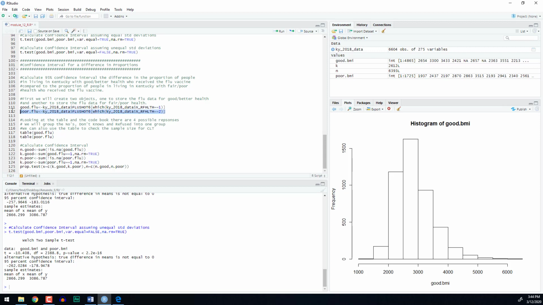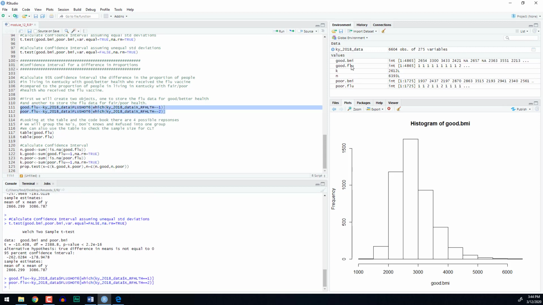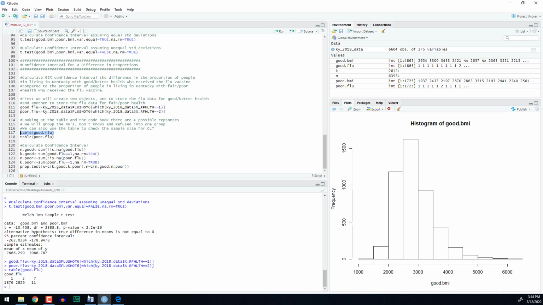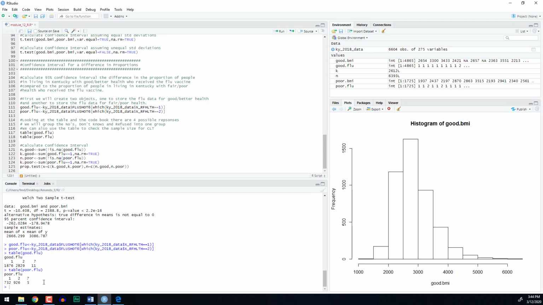And so we'll run these. And we see the good flu and the poor flu now appear over here. And what we're going to do is look at tables for each of these. So let's look at the table of the people with the good, better health. And so here is their breakdown. We see that there was 1,876 of them that replied they got the flu shot, whereas out of those with poor health, we see that 732 of them replied that they got the flu shot.